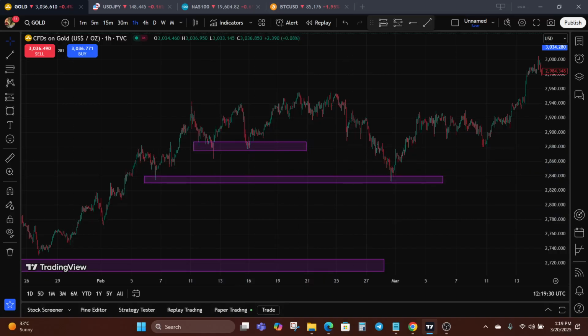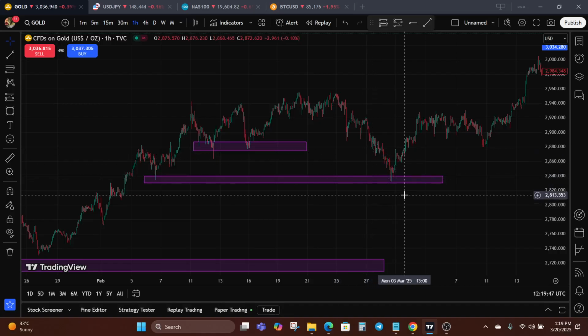Then secondly, you analyze the order book and footprint charts. You can check for large limit orders that can act as support and resistance. Then you look for aggressive buyers or sellers entering the market. And then finally, you confirm your market structure and enter your trades.